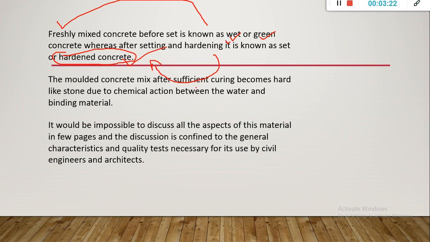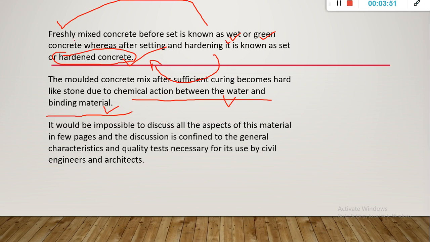The mold of concrete mix after sufficient curing becomes hard like stone due to chemical actions between the water and binding material. So concrete mix to hard kyo hoy? Because of the chemical actions between the water and binding material. Keteba hude why the concrete is harder after certain time interval. So we can say that because there is a chemical action between the water and the binding materials.